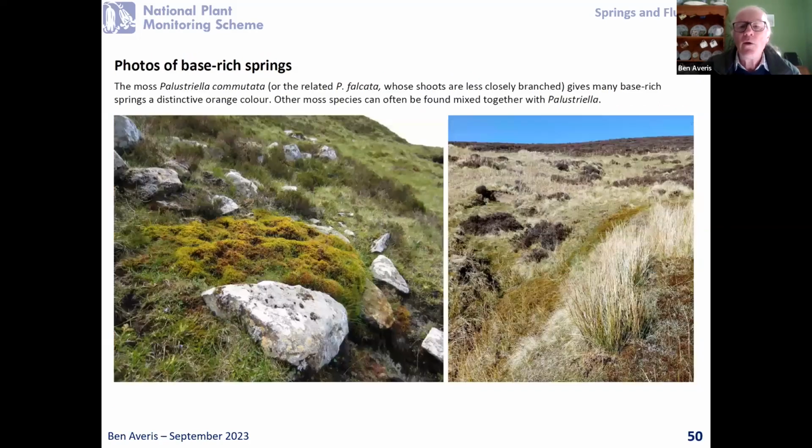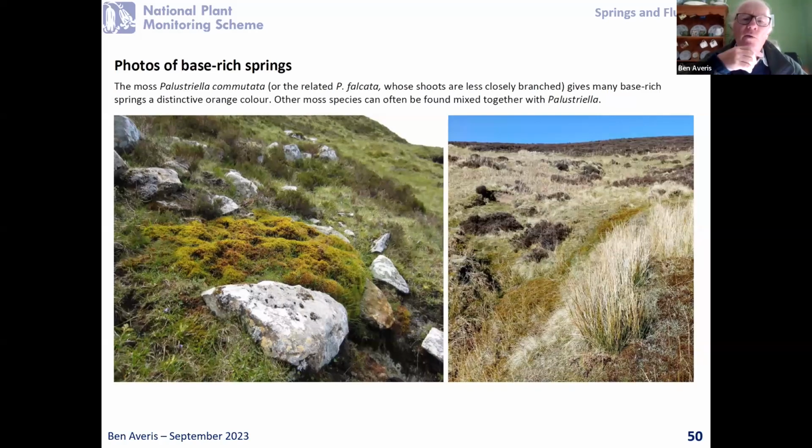And then here are some photos of a couple of more truly base-rich springs, and they can have a more strongly golden to browny color, a more saturated color about them, especially where the dominant species is the moss Palustriella. There's Palustriella commutata that I had a photo of among those hook mosses. And there's another one that's closely related called Palustriella falcata, which is very, very similar, but the branches are a bit sparser than they are in commutata.